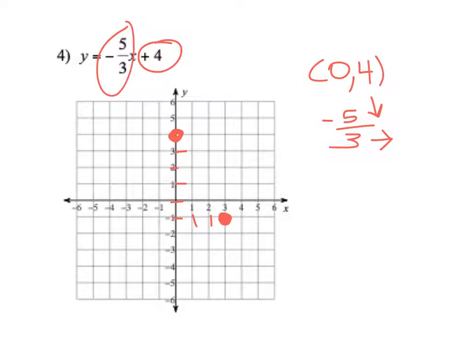And we can fit one more point, I believe. Down 5, right 3. Okie doke. So that is the line. Notice how our slope is negative 5 over 3. So we are always going down 5, right 3 to get to our next point.